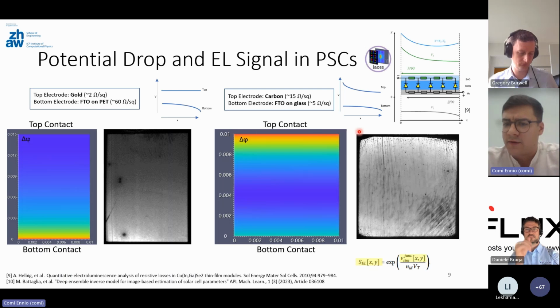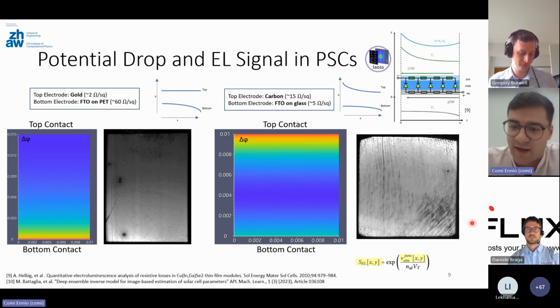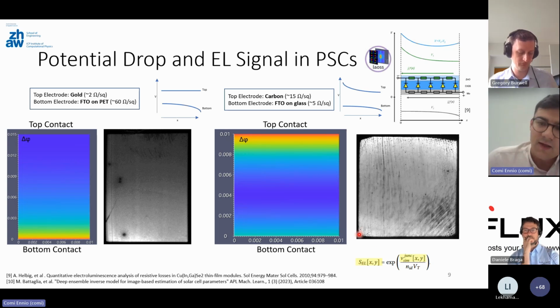And the carbon devices, the mesoporous devices that we're working with, have two resistive electrodes on the top and bottom, and that's why we have this very bright signal on top, a darker signal in the center, and again, the signal increases again on the bottom. And those simulations that you see here are just the potential difference between top and bottom electrode.